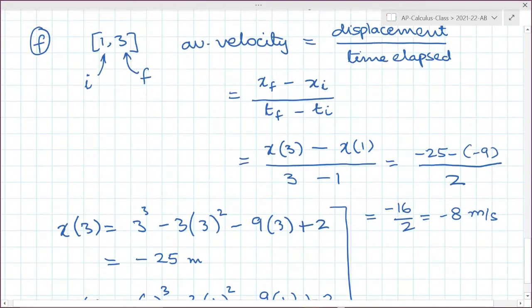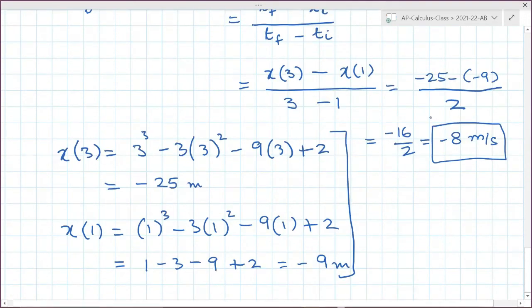This is the average velocity. So on average, it was moving to the left with a speed of 8 meters per second. So in terms of velocity, it's negative 8 meters per second.